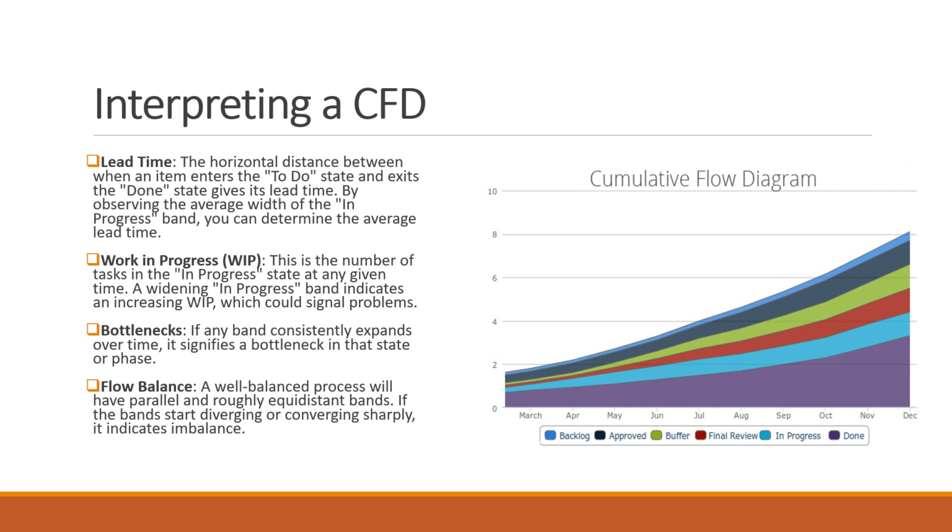A widening in progress band indicates an increasing WIP, which could signal problems. Bottlenecks. If any band consistently expands over time, it signifies a bottleneck in that state or phase. Flow balance. A well-balanced process will have parallel and roughly equidistant bands. If the bands start diverging or converging sharply, it indicates imbalance.